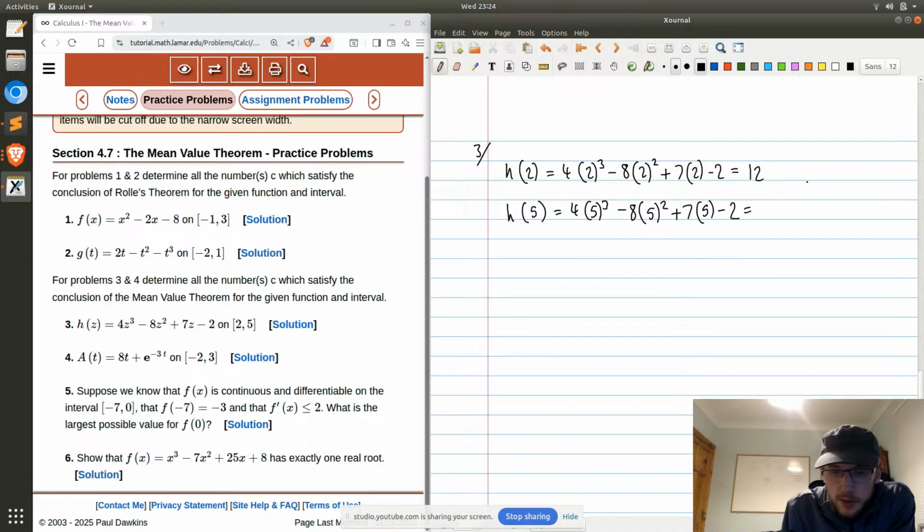Four times 5 cubed minus 8 times 5 squared plus 7 times 5 minus 2, and we get 333. So that means, if I did it correctly, 2, 12 and 5, 333 are on h of z. Those points lie on h of z.